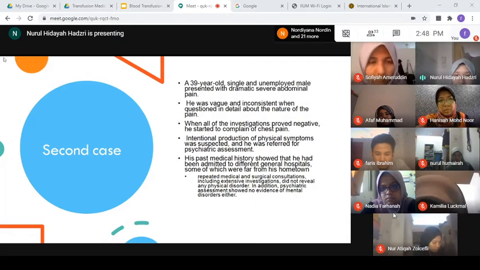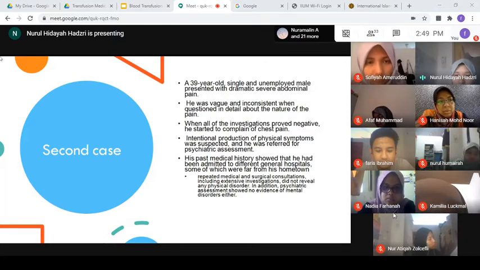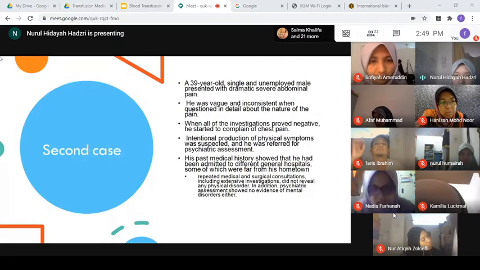Further exploration revealed from his past medical history that he had been admitted to different general hospitals and had repeated medical and surgical consultations, including extensive investigations. However, the result was that he had no physical illness or physical disorder. From the psychiatric assessment also, there was no evidence of mental disorder.